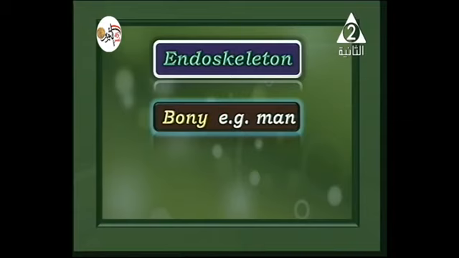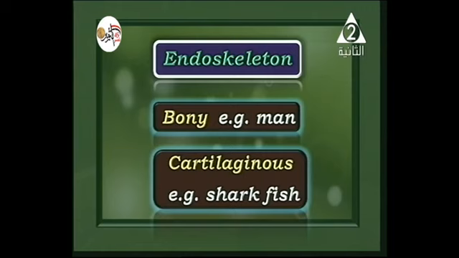For example, in endoskeleton, most vertebrates, like man, in most cases are bony. Bony means they are made up of bones, okay? Or it may be cartilaginous. Cartilaginous, we're going to study cartilage at the end of this chapter. It is a type of connective tissue, like in sharks and fish.